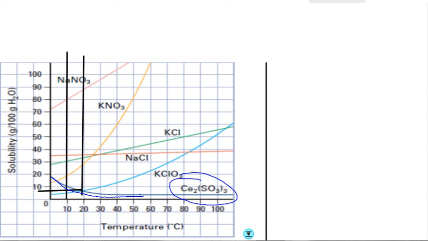Okay guys, that's pretty much it in terms of doing some calculations to work out the solubility of solids. I hope that little tutorial helps you.